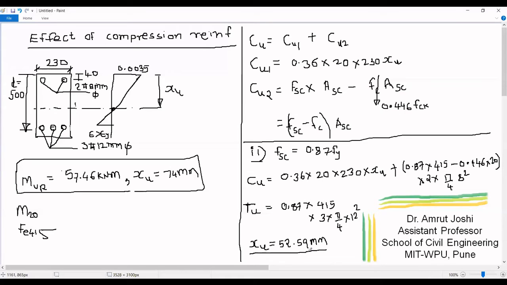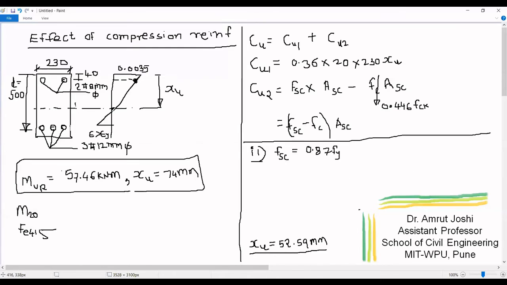Now once we know the value of Xu, now in the same iteration we can compute the strain at the level of compression steel. So let us work out what is the value of strain at the level of compression steel. We are going to consider these two triangles as similar triangles. So as the value of Xu is 52.59, this value is going to be 52.59 minus 40. So it is going to be 12.59.